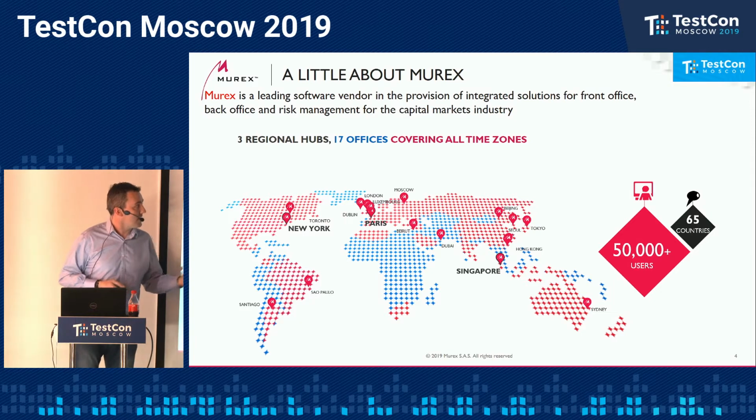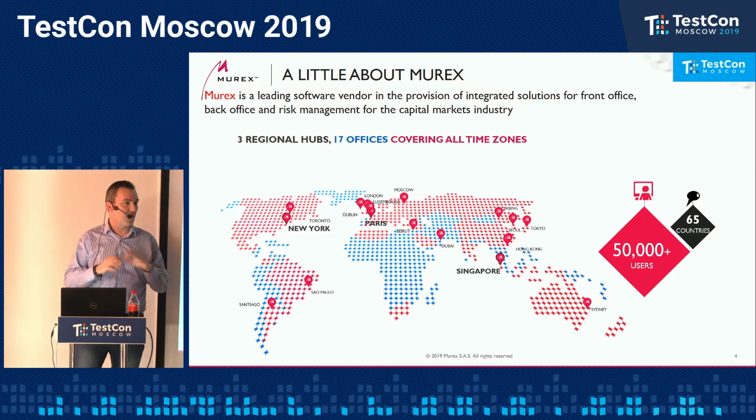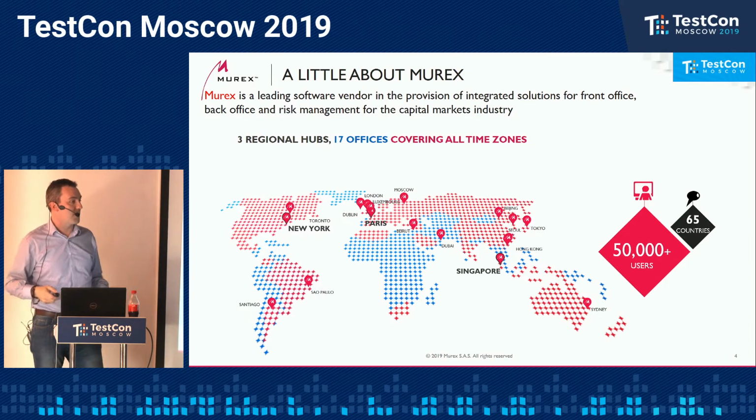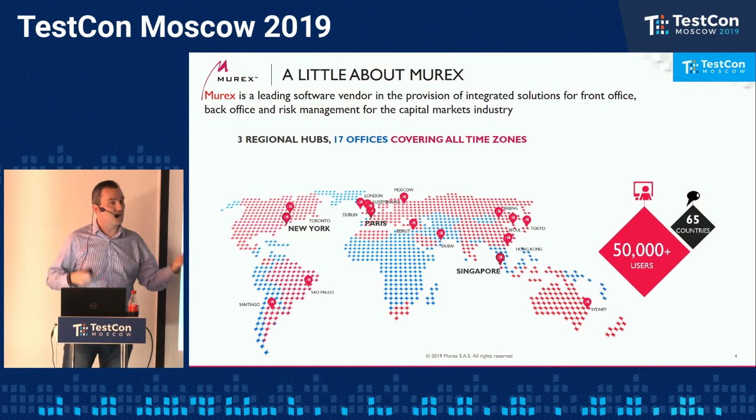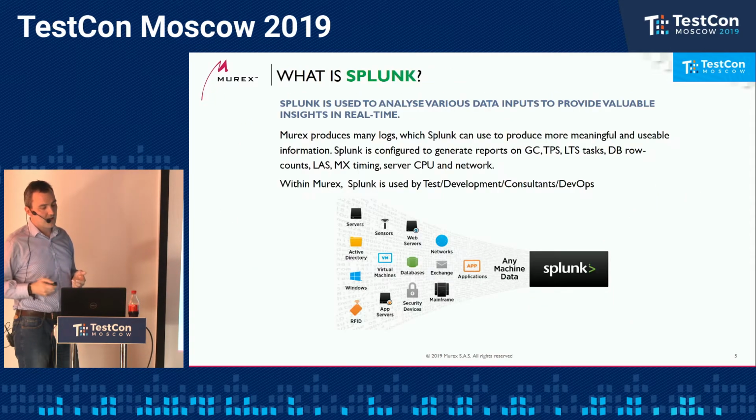So this is why we have a big office in Beirut with maybe 500 people, purely for testing, and lots of those people do performance testing, because performance in the financial world is a big deal, okay? Because if you are slow, you lose money. Simple, okay? So what is Splunk is the next question.